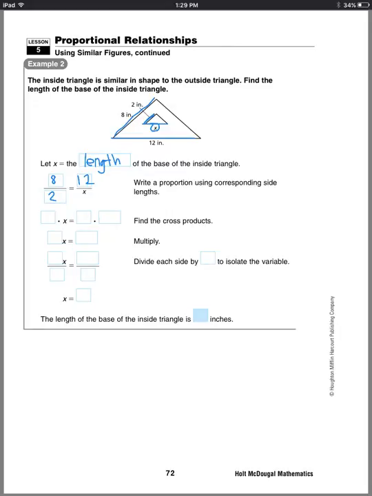We're going to find the cross products now. So we have 8 times x equals 2 times 12. 8 times x is 8x, 2 times 12 is 24. And because we have a coefficient with a variable that shows multiplication, the opposite of multiplication is to divide by the coefficient, which is 8. So we're going to divide both sides by 8. That cancels this. We bring the x straight down, and we get 24 divided by 8 is 3. So the length of the base of the inside triangle is 3 inches.